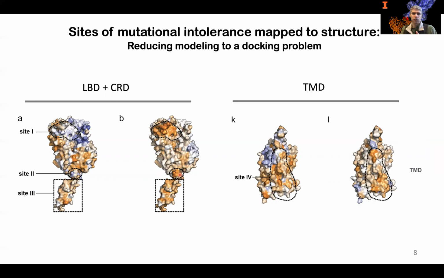Here's site 1, site 2, site 3, and then a fourth site on the transmembrane domain. These are sites important specifically for heterodimer formation and co-trafficking. So now the problem is reduced to a domain docking problem.